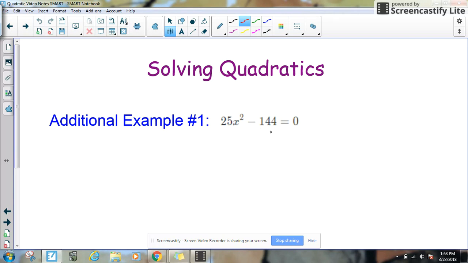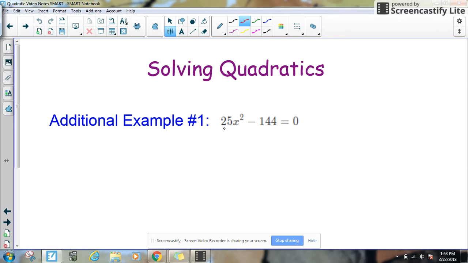25x² minus 144. Now, you're going to realize that there's a problem with this one, and that is that if you try to divide by 25, 144 doesn't divide evenly into 25. So if you're trying to solve a problem like this, your best bet is to use the factoring method.